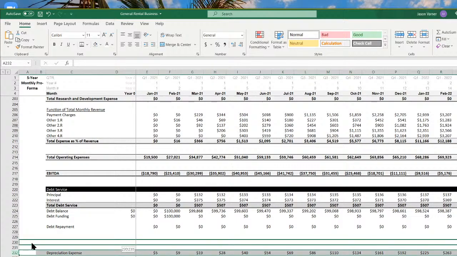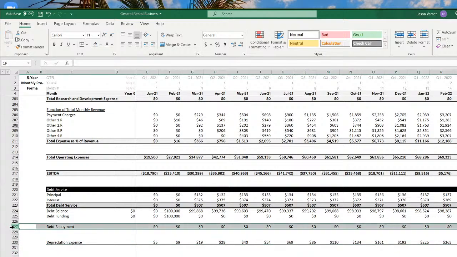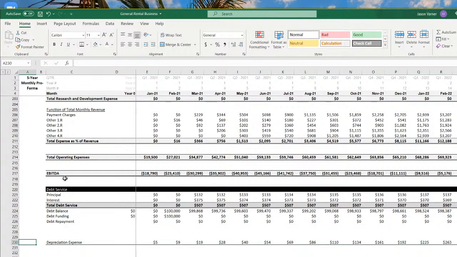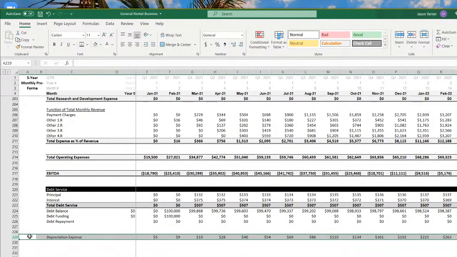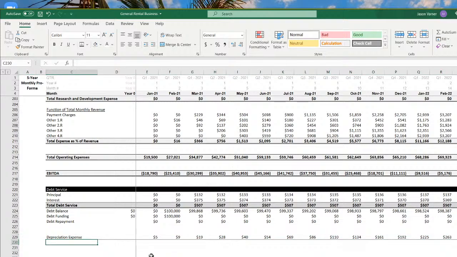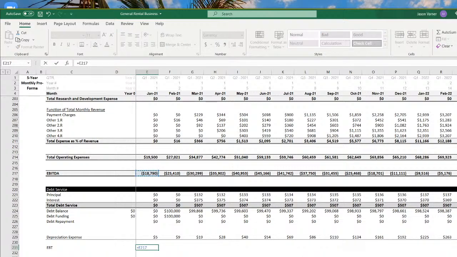So what we do, let's pull these up, is let's now get down to earnings before taxes. To do that, we have to reduce interest and depreciation off of here. So this is going to be your EBITDA minus interest, not the principal, minus depreciation expense.